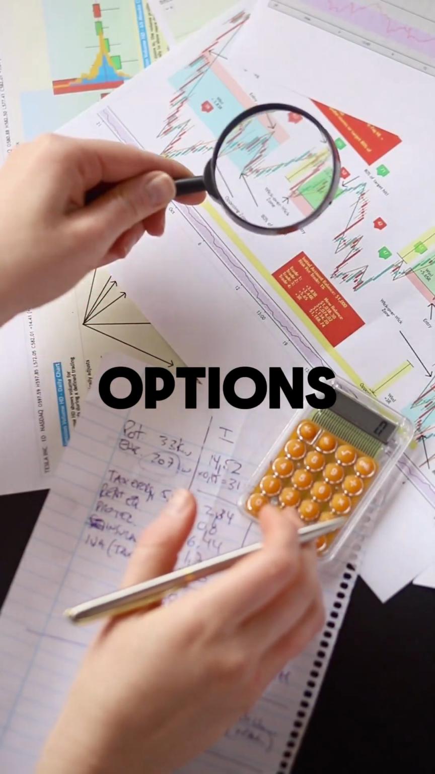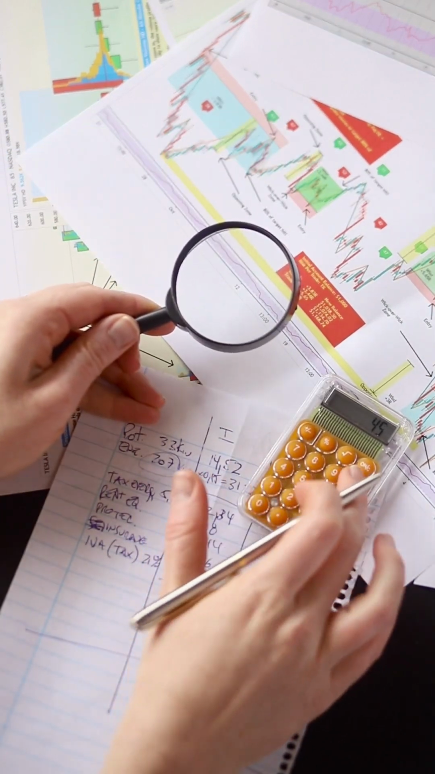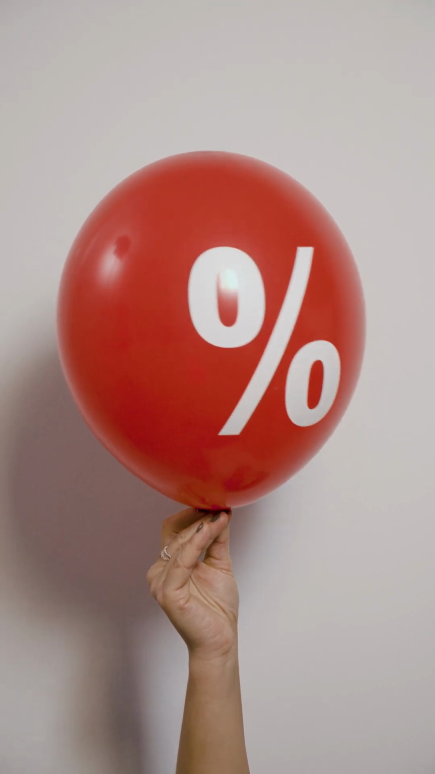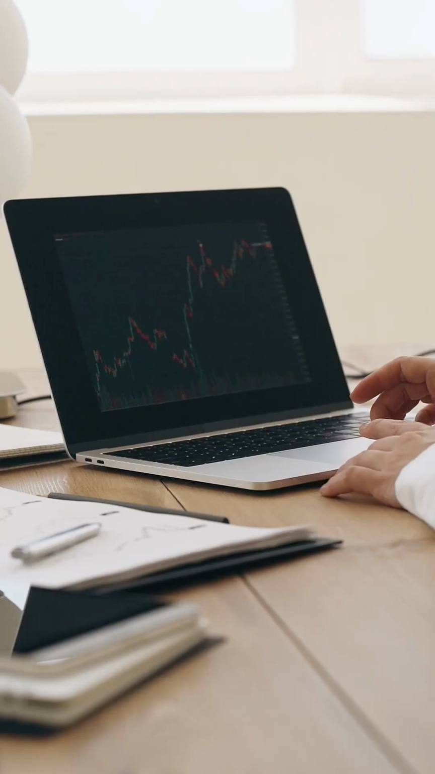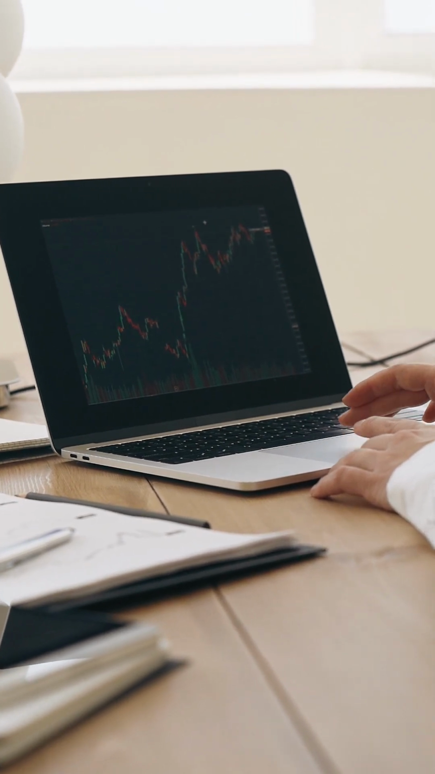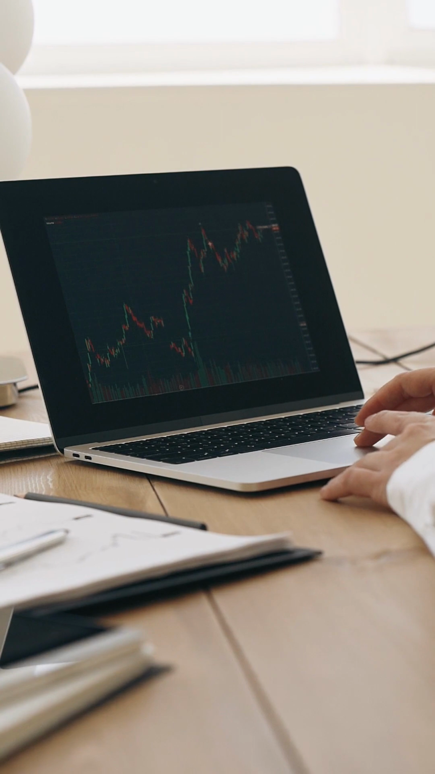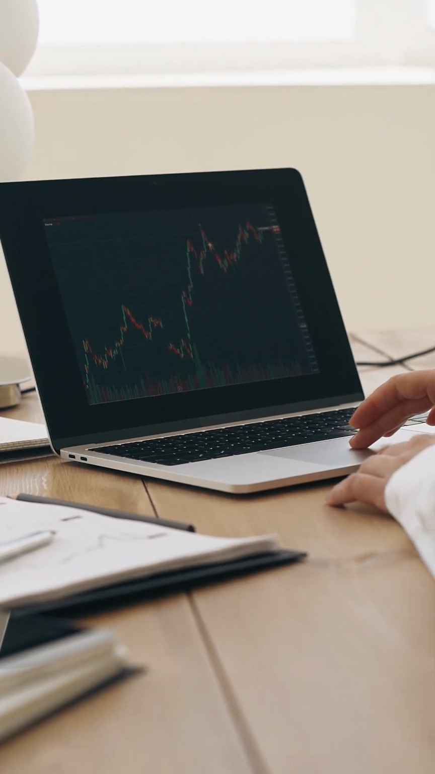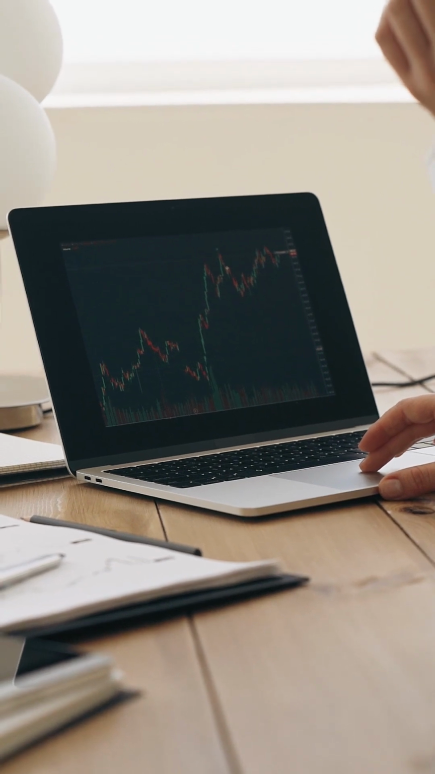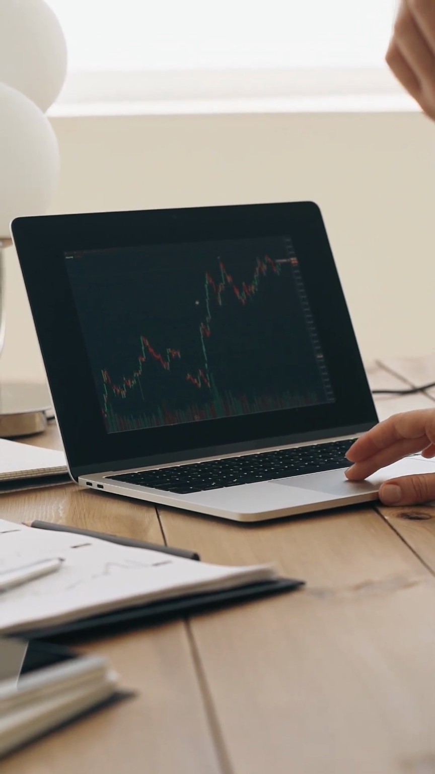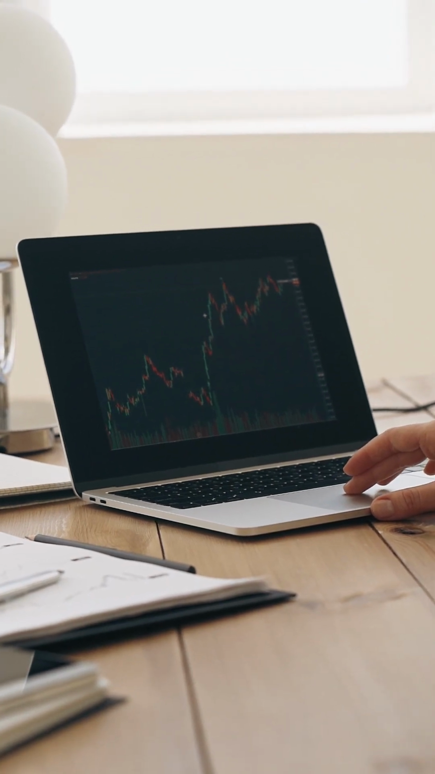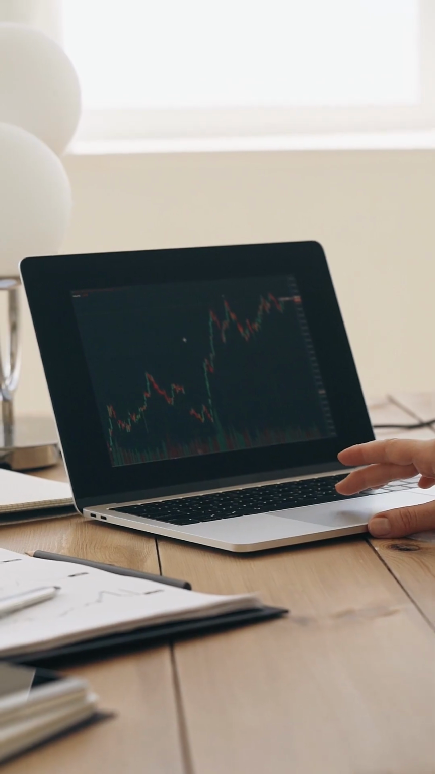Options. This is a contract that gives the holder the right, but not the obligation, to buy or sell an underlying asset at a specified price before or on a specified date. In simple terms, you might use options because they give you the opportunity to make money or protect yourself from losses in the stock market without needing to invest a lot of money upfront. Although options offer flexibility and leverage, they also involve risks. Options trading requires a good understanding of the underlying assets, market conditions, and option pricing dynamics.